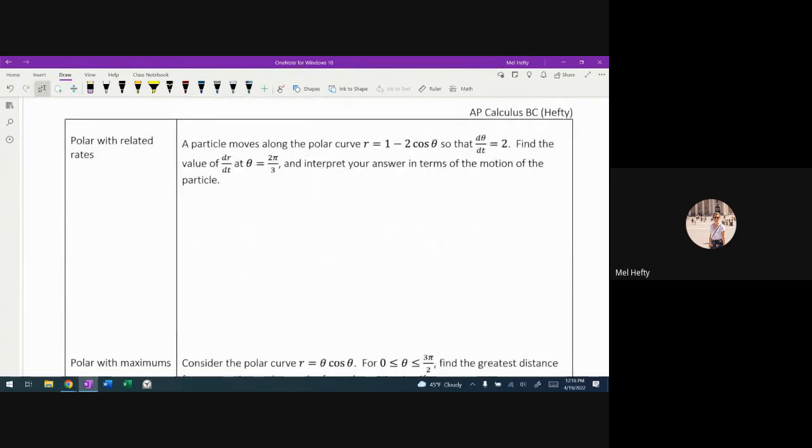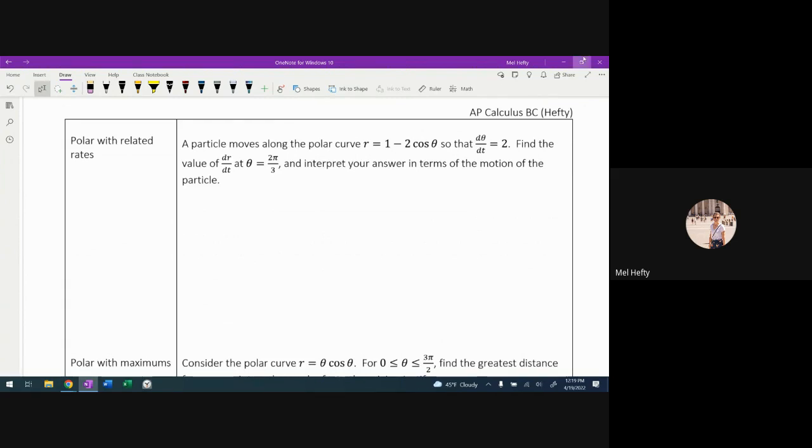All right. You know what else we can do with polar? Related rates. Why not? What a good review. This is actually really not hard at all. So we've got a particle along a polar curve. It's r equals 1 minus 2 cosine theta. Do you want to know what that looks like or do you care?